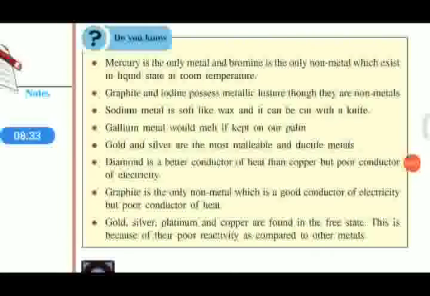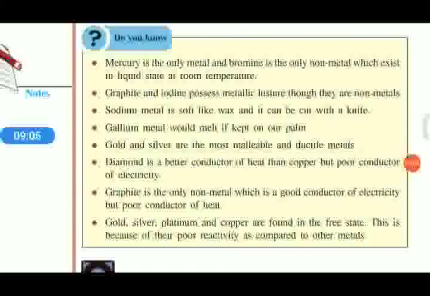Mercury is the only metal and bromine is the only non-metal which exists in liquid state at room temperature. Mercury is a metal, but it is in liquid state at room temperature. Similarly, bromine is a non-metal which exists in liquid state at room temperature. So, only one metal and one non-metal exist in liquid state at room temperature.